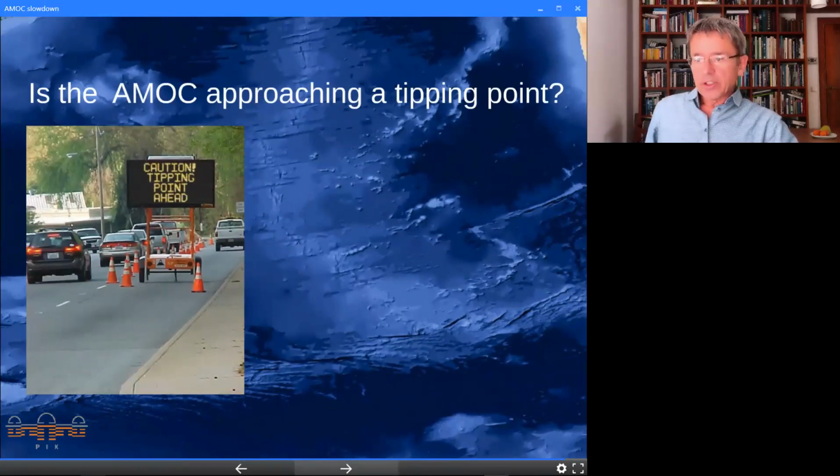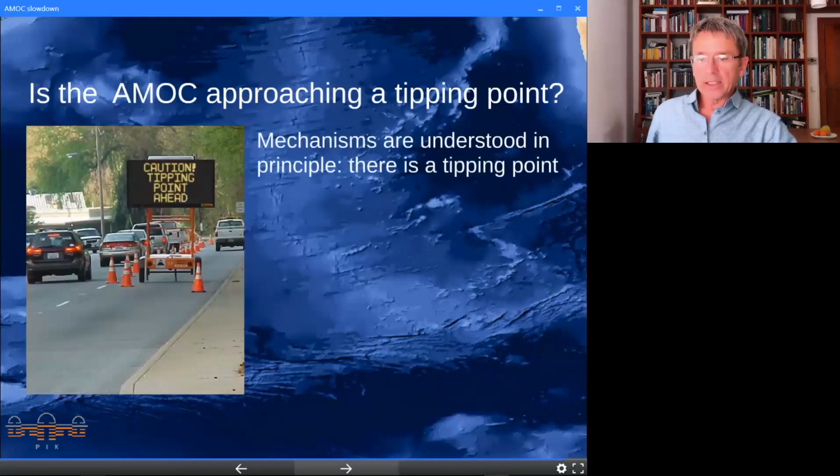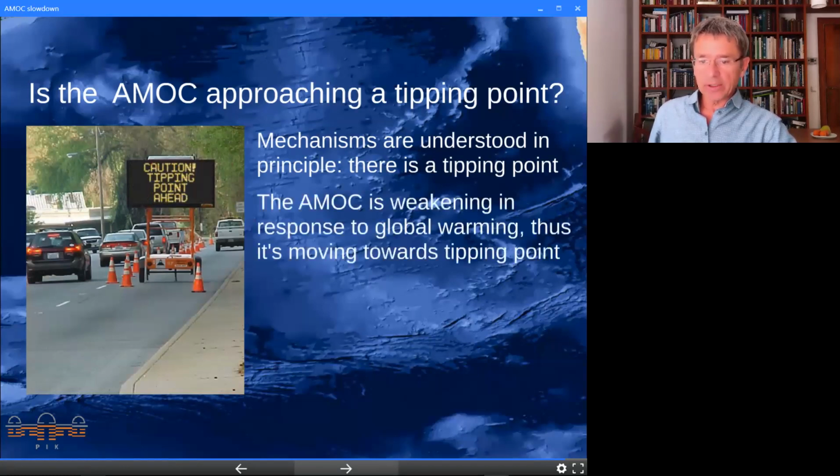So to summarize this question of whether the AMOC is approaching a tipping point, my take on this is that in principle, we know there is a tipping point. As I said, Henry Stommel laid the theoretical groundwork. It's been reaffirmed again and again with climate models. The physical mechanism is understood. So yes, there is a tipping point.